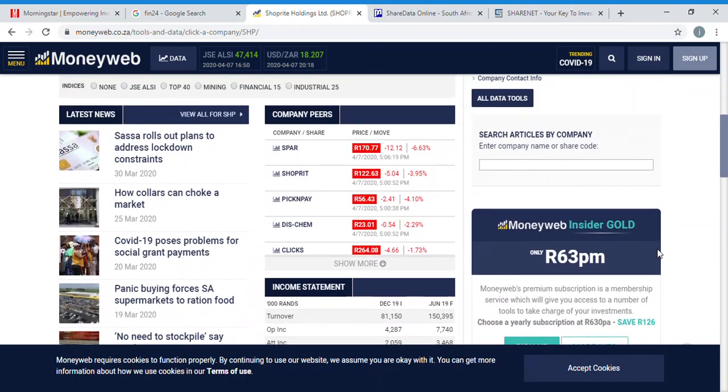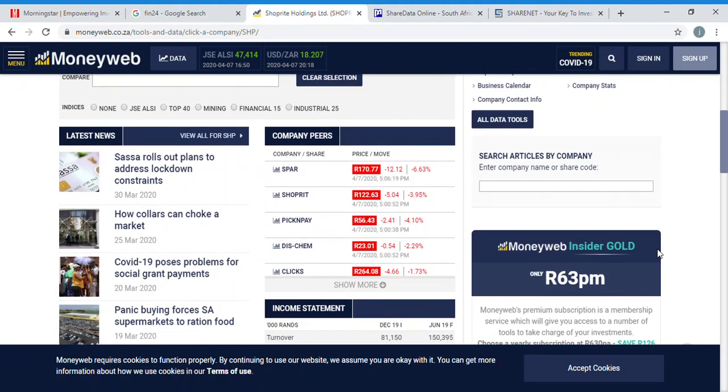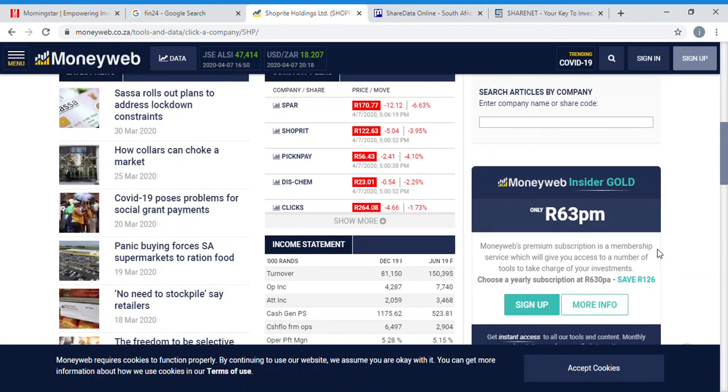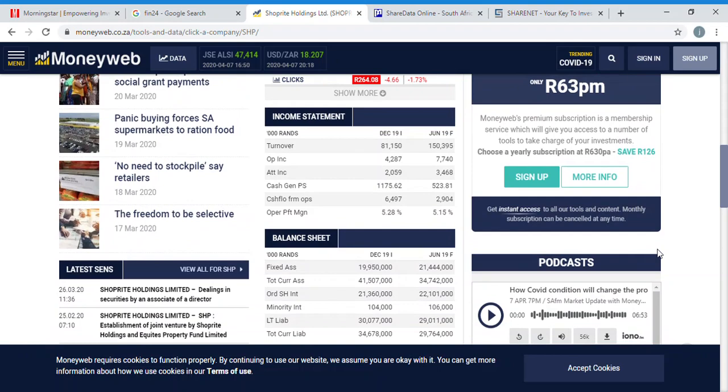As you're scrolling down, you get to peer comparison. These are mostly ShopRite's direct competitors. That's what they'll show you on this website. You'll find your Spar and your Pick n Pay there, which are direct food retailers as well, so you'll go through them. This is just a short browse through the financials of ShopRite.